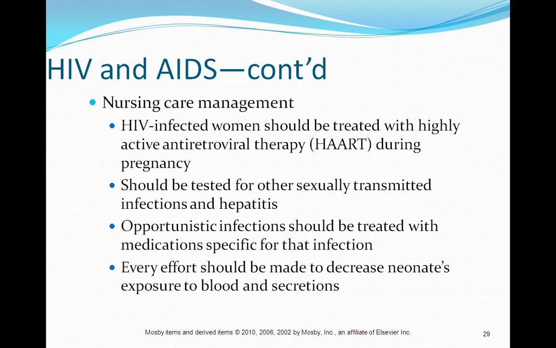We know that they should be treated with highly active antiretroviral therapy, which is called HAART, during pregnancy. They should also always be treated for other sexually transmitted diseases, because normally they don't just catch HIV, they have some other STDs as well. Opportunistic infections mean that because of the decreased immune system, if they are around somebody with a cold or whatever type of infection, they may catch it as well.